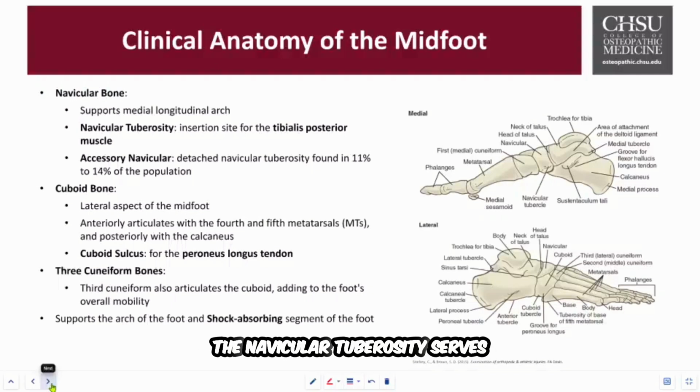The navicular tuberosity serves as an insertion site for the tibialis posterior, and an accessory navicular bone may be present in about 10 to 14% of individuals. This can potentially cause medial foot pain as a result of their foot postures. The cuboid bone is located laterally and forms a sulcus for the fibularis longus tendon. This helps reinforce the second arch called the transverse arch. And then we also have the three cuneiform bones. These articulate with the cuboid and help add to the foot's overall mobility.